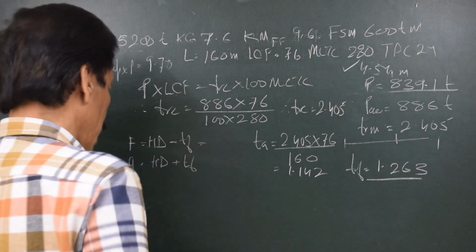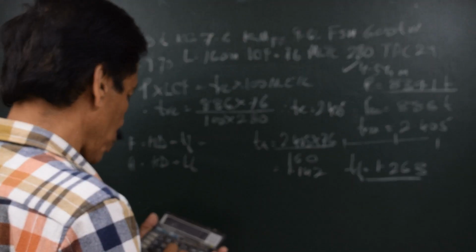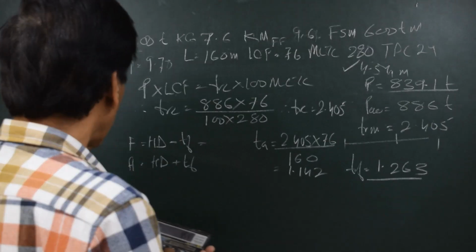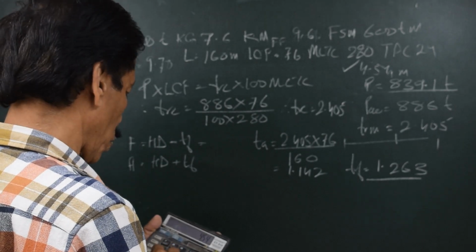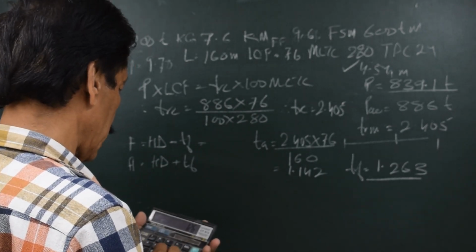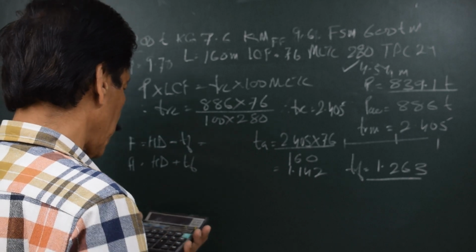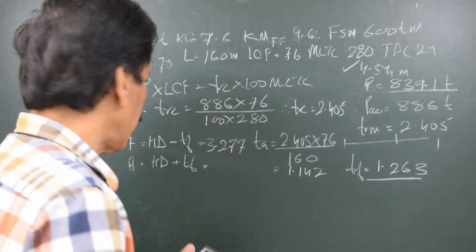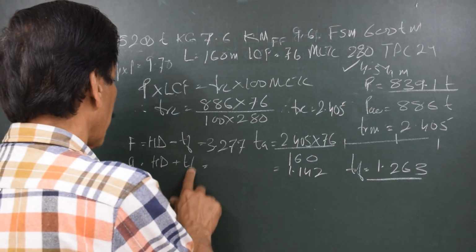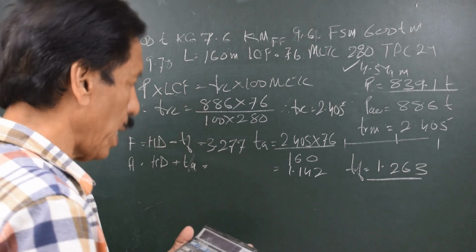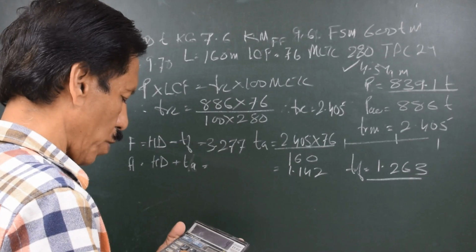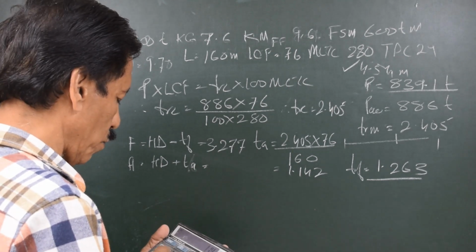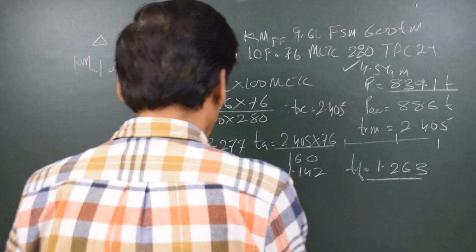So hydrostatic draft, that is 4.54, minus 1.263 gives me 3.277, and the aft draft will be hydrostatic draft, that is 4.54, plus TA, that is 1.142, gives me 5.682.